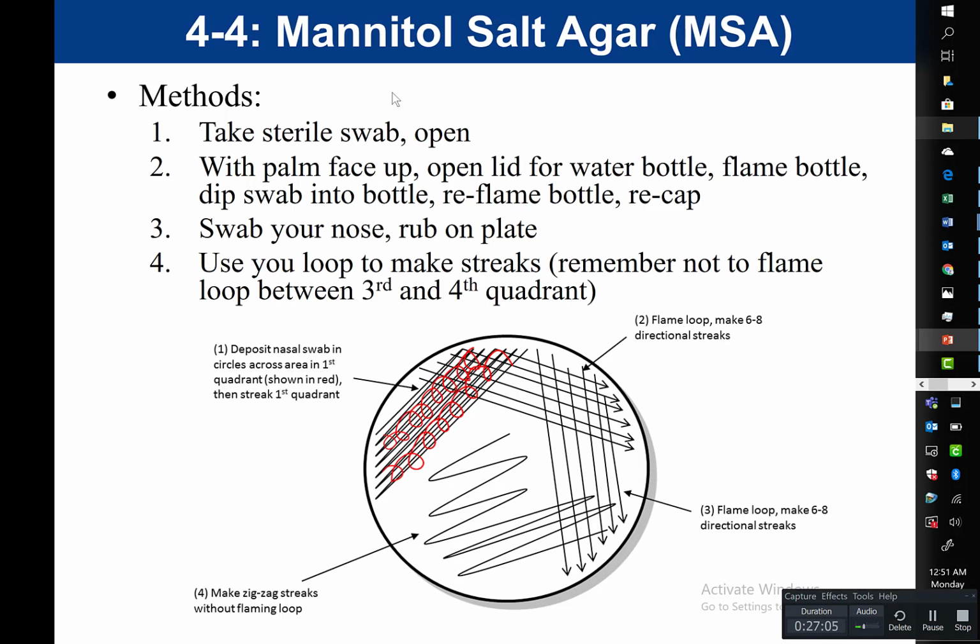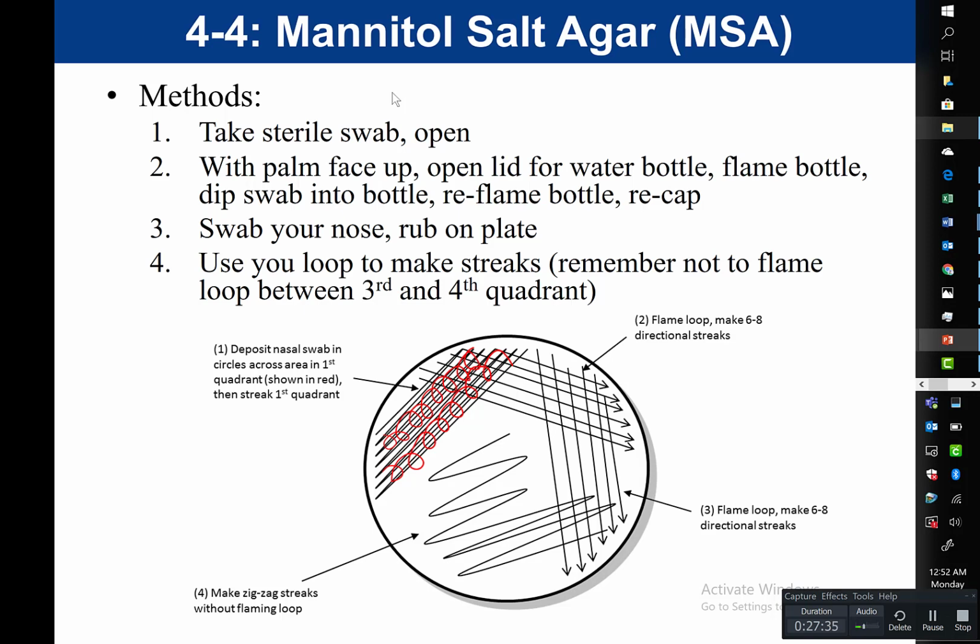So when we use our sterile water, we take our palm face up, just like we would if we were removing any type of cap from a tube, and we open the lid for the water bottle, keeping that lid between our pinky and our ring finger. Again, just like for any other tube. We would flame the opening of the bottle because, again, we want to keep that sterile water sterile.